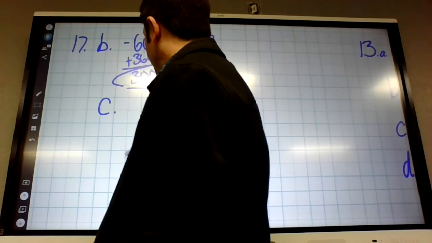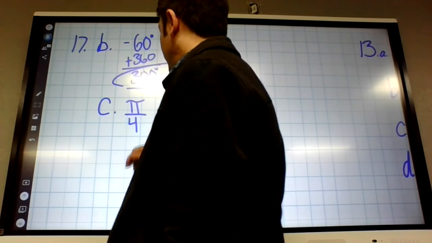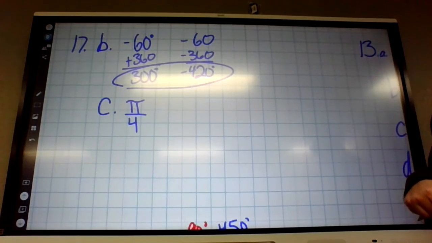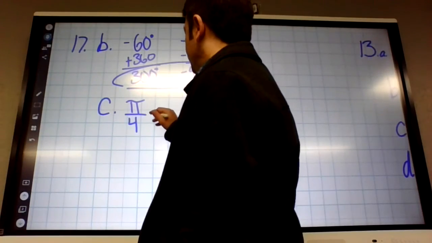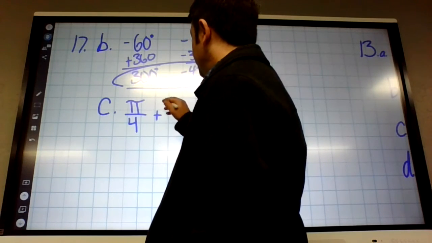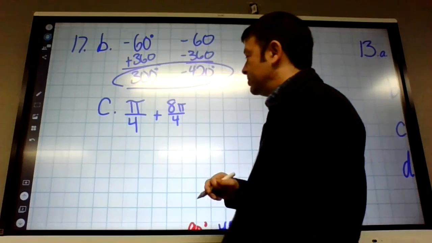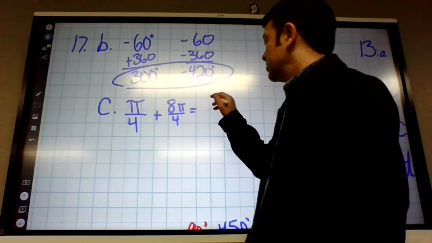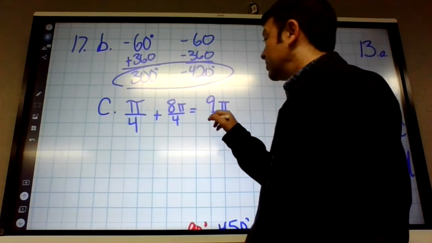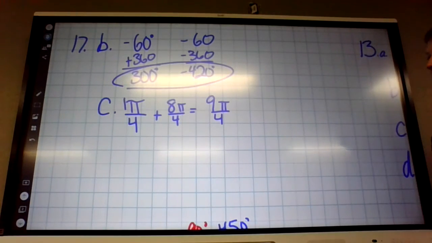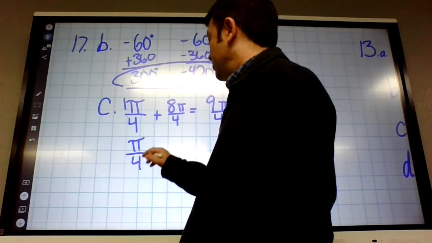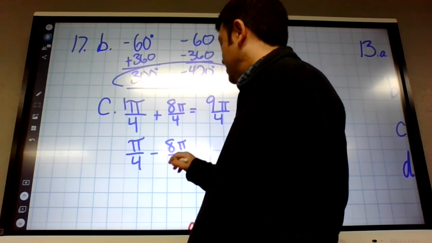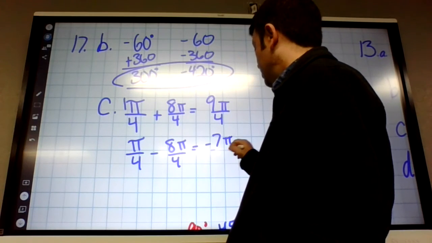C, pi over 4. So if we had to add 360 degrees to get a coterminal angle, what do you think we have to do for radians? Add 2 pi. This might be a little bit tricky doing in your head, but 2 pi is also 2 over 1, turns into 8 over 4. So it's 9 pi over 4. Pi over 4 minus 2 pi, or minus 8 pi over 4 would be negative 7 pi over 4.